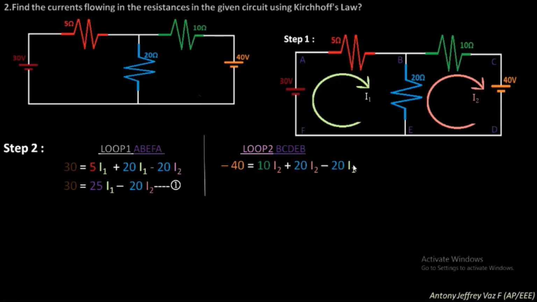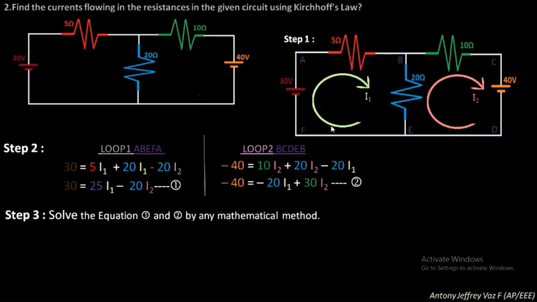Why does this minus 20 into I1 come? Because the current I2 is flowing from E to B direction, whereas the current I1 is coming from B to E direction, so we get minus 20 I1. Simplifying this equation gives minus 40 equal to minus 20 I1 plus 30 I2, which is the second equation. Now we are going to solve these two equations by any one of the mathematical methods.